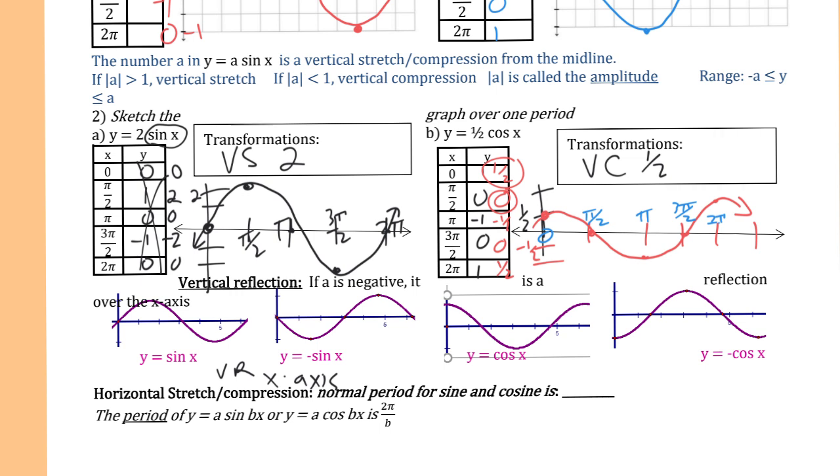So you can do a vertical stretch or compression of either graph. You can do a vertical reflection of either graph by slapping a coefficient of a negative in front of it.